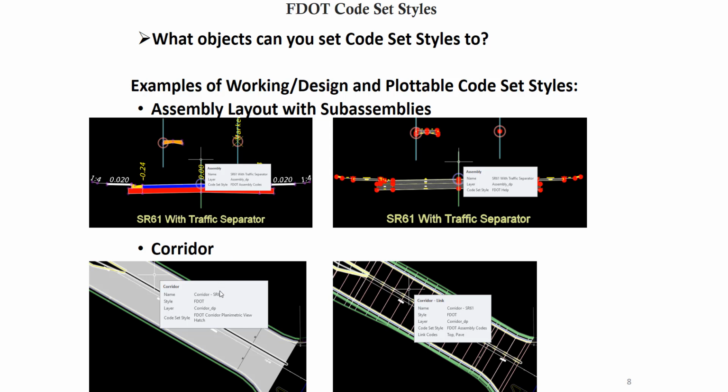Then on the bottom we have our corridor. Well, it's the same corridor, but we have 2 different looks. On the left here, we have a planimetric view with a hatch pattern applied to the lanes. And on the right, we have an FDOT assembly code code set style that just shows everything. It shows the frequency lines, the feature lines, and the point codes.